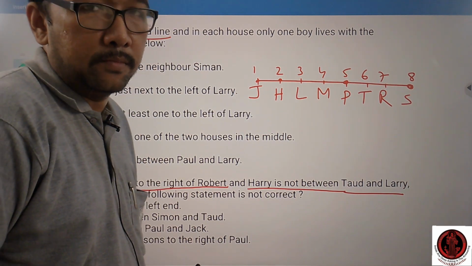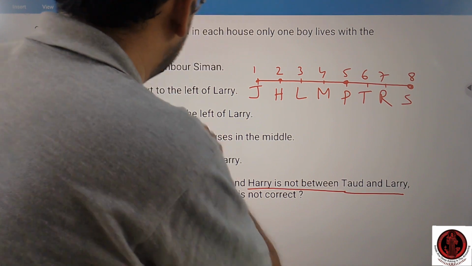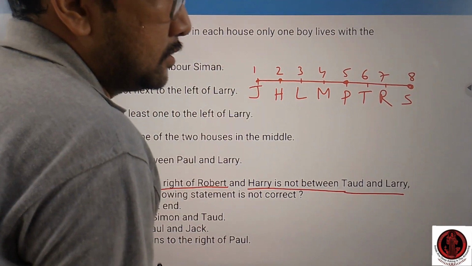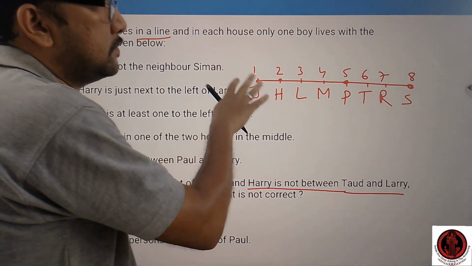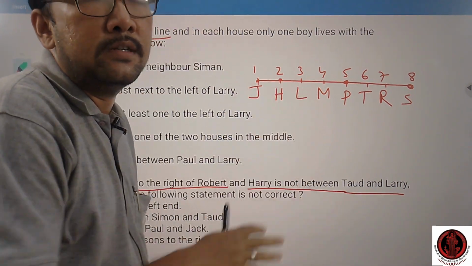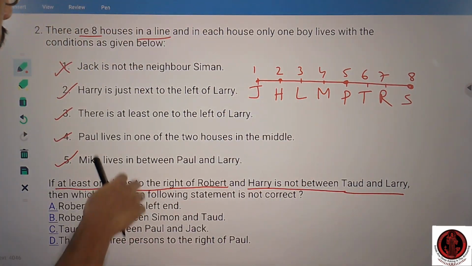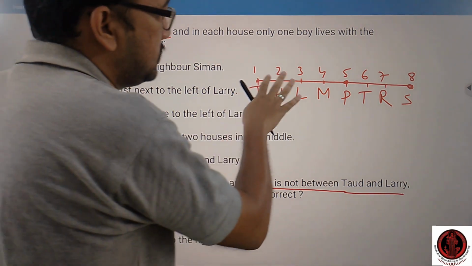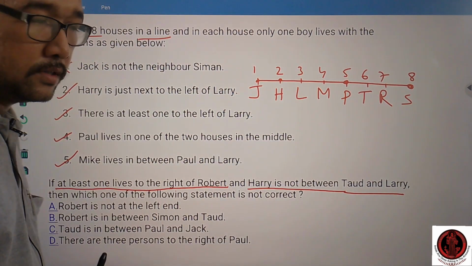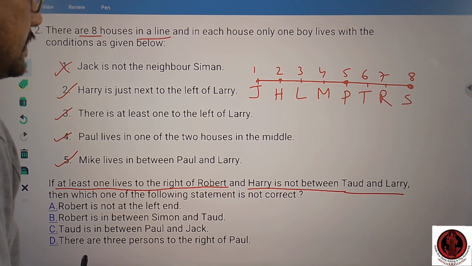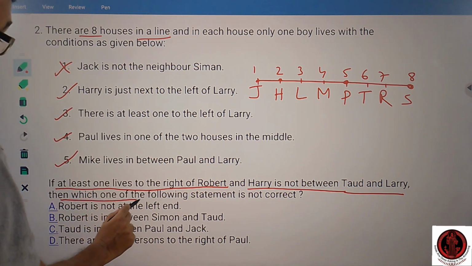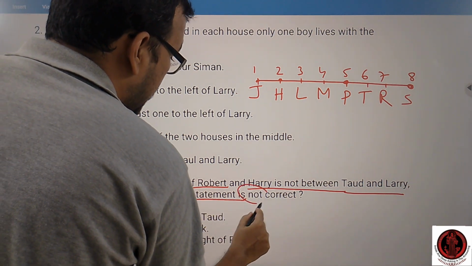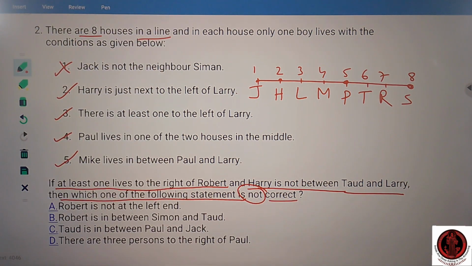The arrangement that we will draw, all the conditions should satisfy this arrangement. If any one of the statements does not satisfy this arrangement, then this arrangement is wrong. So all the statements should satisfy this sitting arrangement. Okay. Now based on this arrangement, you have to identify which one of the following statements is not correct. You have to find out the incorrect statement.